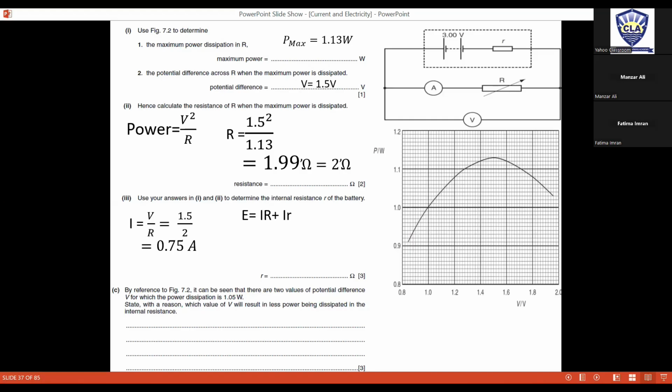And we also know that EMF is equal to I into capital R plus I into small r. We know the EMF, we know the voltage across capital R, and we know the current. Simplify that to get the value of resistance, and in this case you observe that you get the resistance equal to the external resistance, because always maximum power is achieved when internal resistance and external resistance are equal.